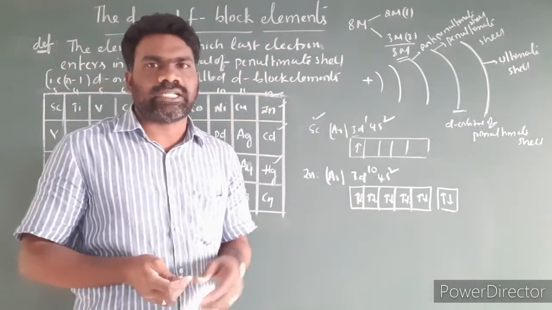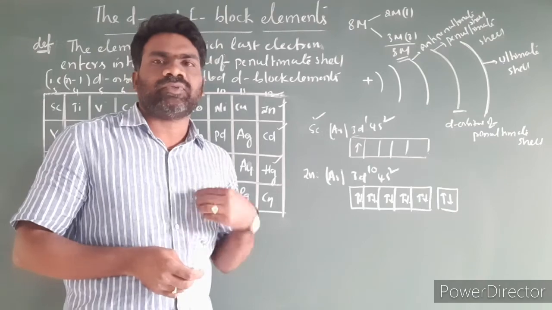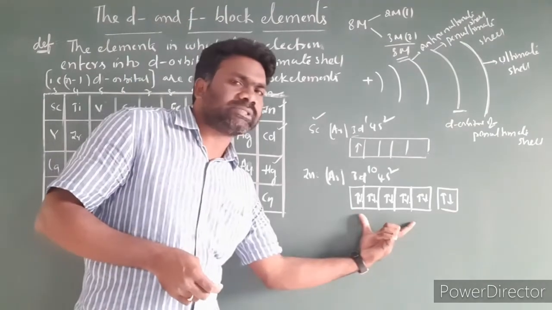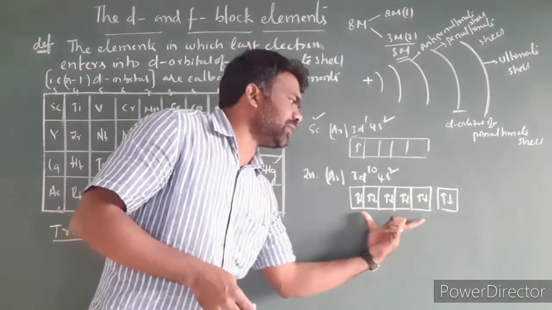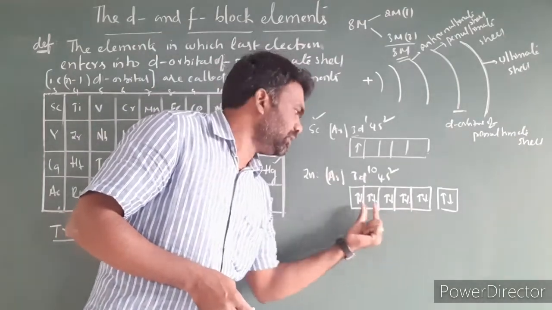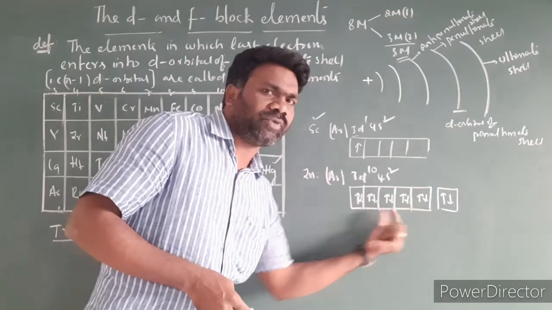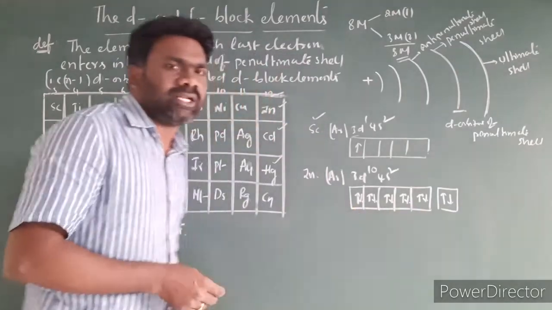A transition element is defined as an element which has an incompletely filled d orbital in its ground state or in any one of its oxidation states. In its ground state, zinc has a completely filled electronic configuration. All the d orbitals are completely filled.